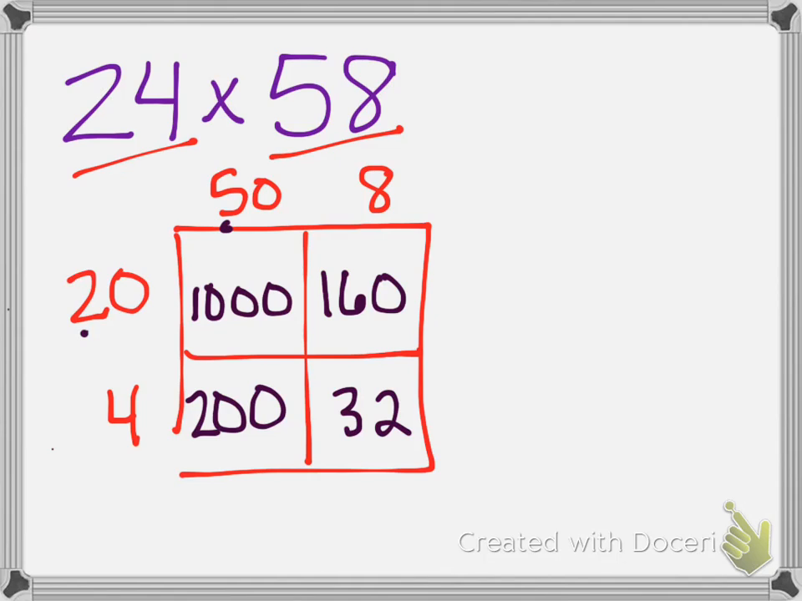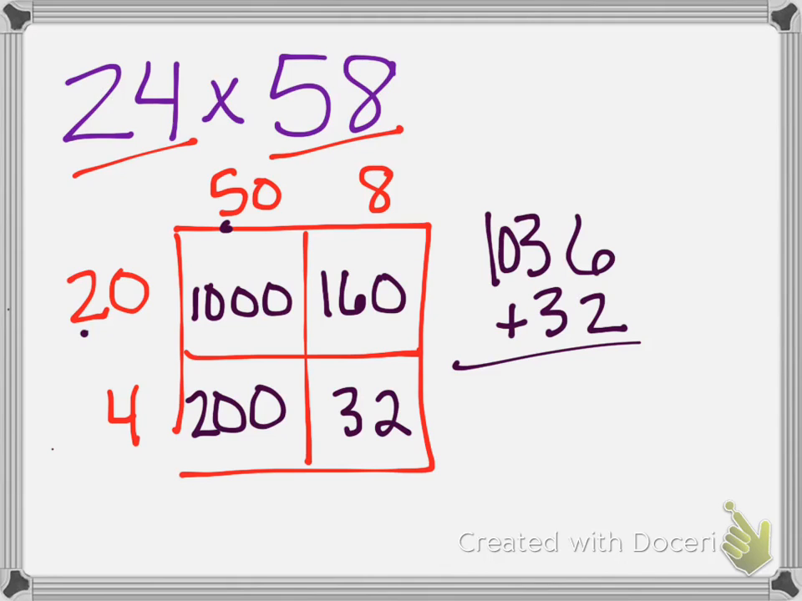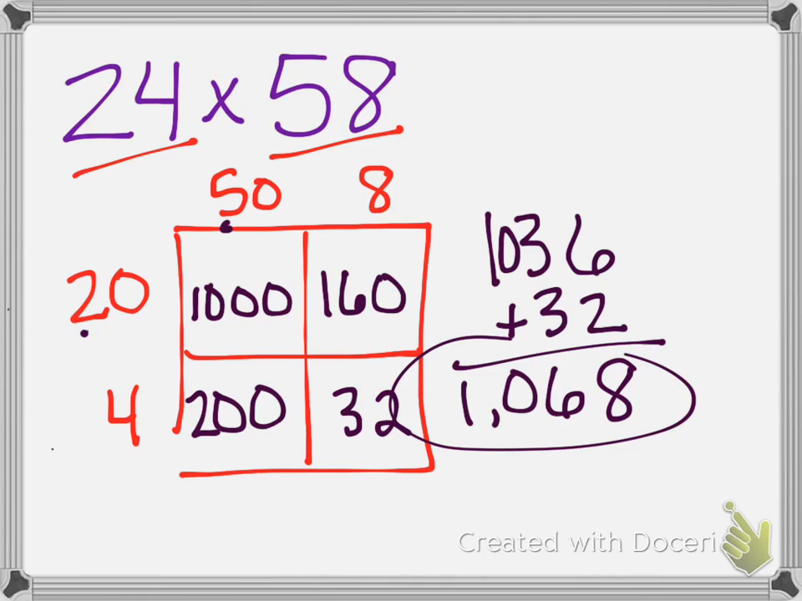Place some of these together. Again, I can try to group 3 if I want to. So I have 1,360. And then the 32. And then just make sure you're putting your comma in, and you have your final product.